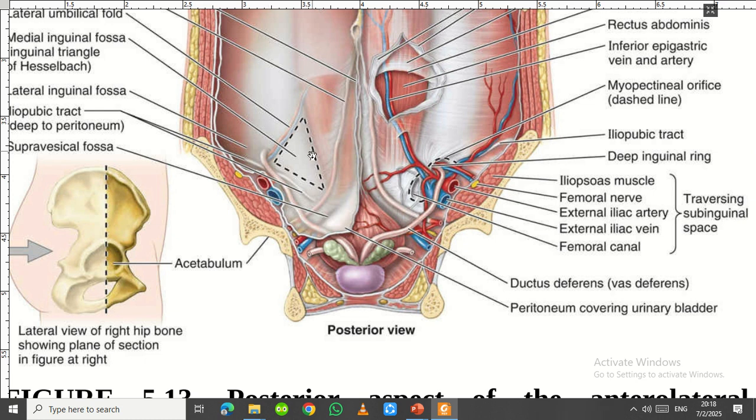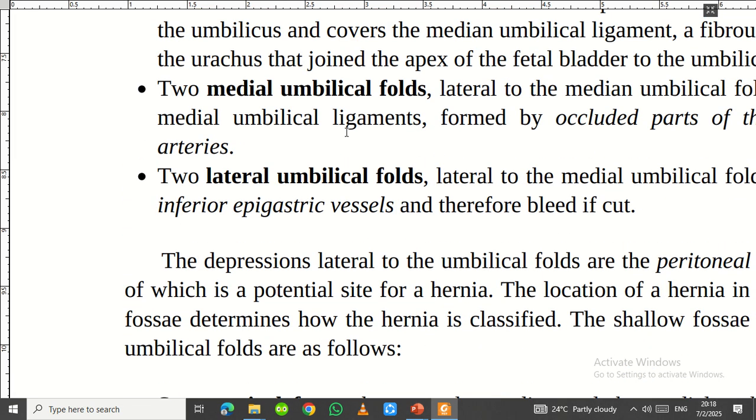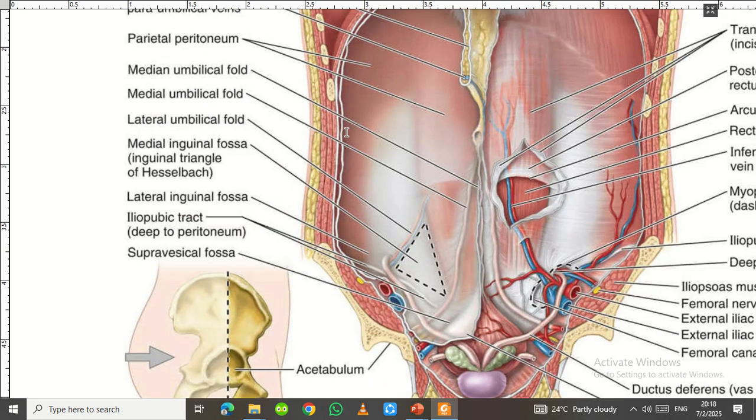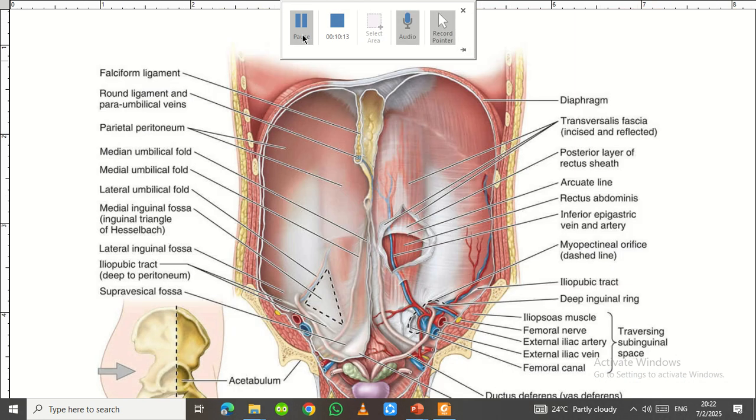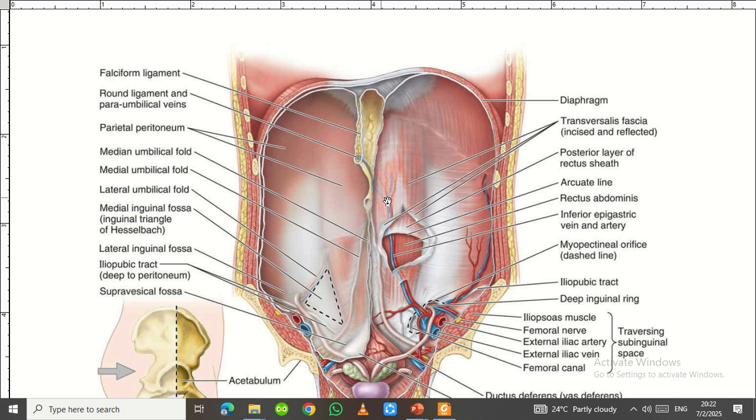Good. So let's go now into the supraumbilical region. Right, so this is your umbilicus, and above the umbilicus we have the supraumbilical region. You're going to find your liver right here, and your liver is going to be attached to the anterior abdominal wall via what you call a falciform ligament.